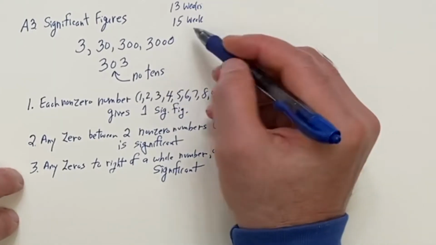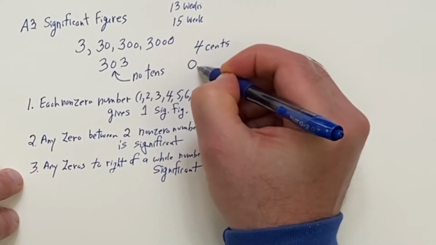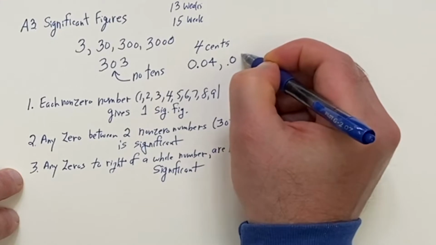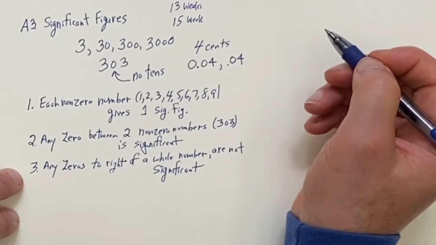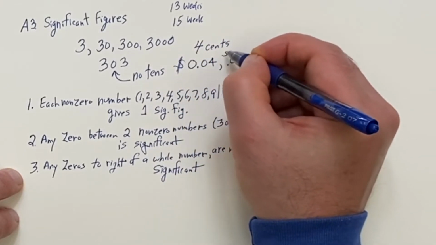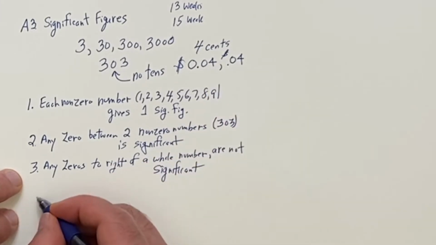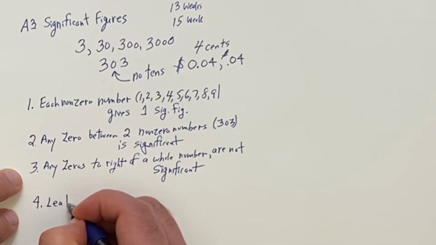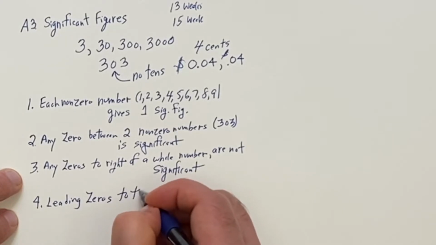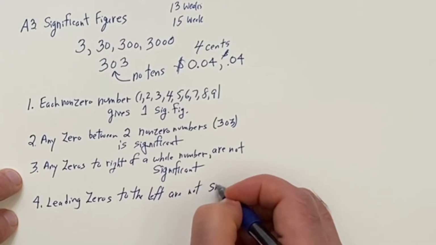What about zeros on the left side? If you had, say, 4 cents, you can write 4 cents as 0.04, like that. That is still 4 cents. You know, put a dollar sign there, for example. And these zeros don't add any more precision to the 4, so these are not significant. So we can have another rule that leading zeros to the left are not significant.